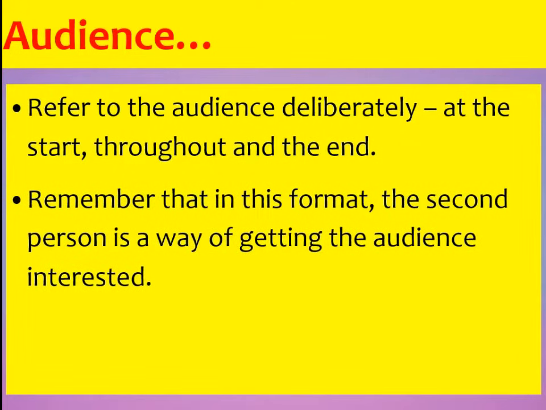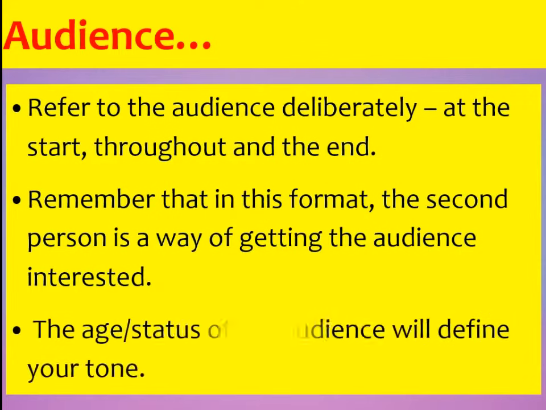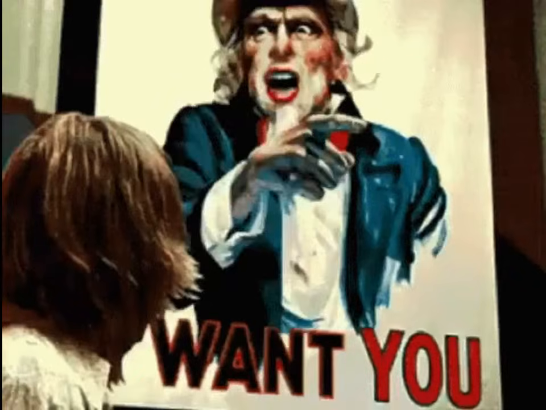Remember that in this format, the second person is the way of getting the audience interested. So using you, using we is going to get the audience involved. And the age and status of the audience will define your tone. So this means you're going to speak differently if you were talking to a group of business people than you would if it was teenagers, people your own age. Normally in the GCSE exam, it will be aimed at people your age. So normally it will be a speech or talk to your classmates.